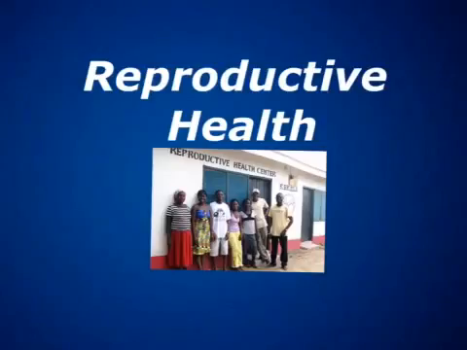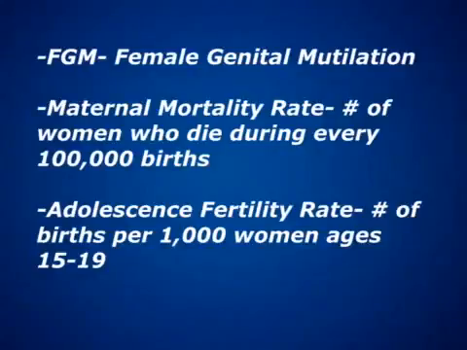The last factor that the GII measures is reproductive health. One of the worst cases of bad reproductive health is FGM, or female genital mutilation. Poor reproductive health is a major contributor to gender inequality around the world. A big part of reproductive health is the maternal mortality rate. This is the number of women who die every 100,000 births. In MDCs, the ratio for maternal mortality rate is 15 deaths to every 100,000 births, and in LDCs it's 140.